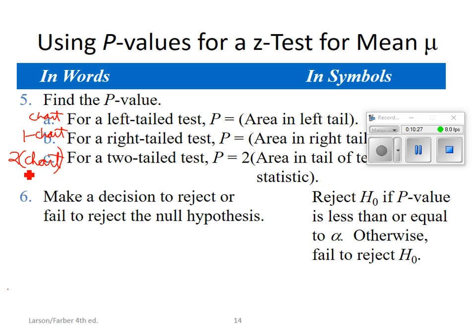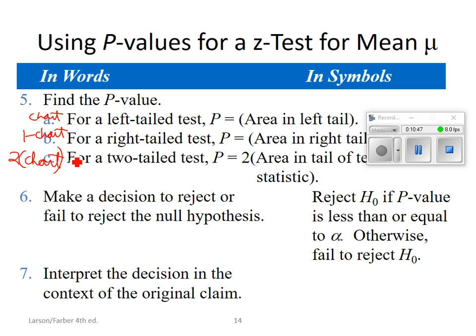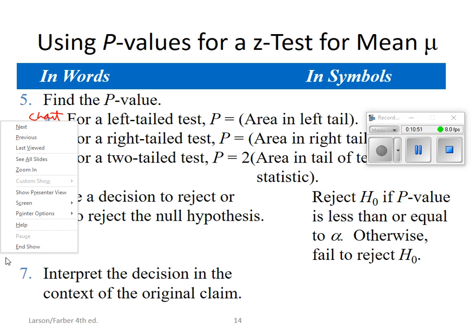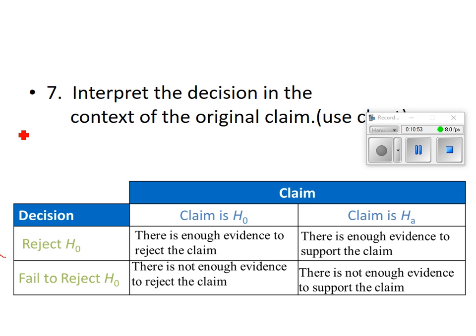Number 6, make a decision to reject or fail to reject the null hypothesis. So you're going to decide if you're comparing them this way. Here we reject the null hypothesis. Here we fail to reject the null hypothesis. Just make that decision. Seven, interpret the decision. When we interpret the decision, that's where we use this chart. This will help out right here.